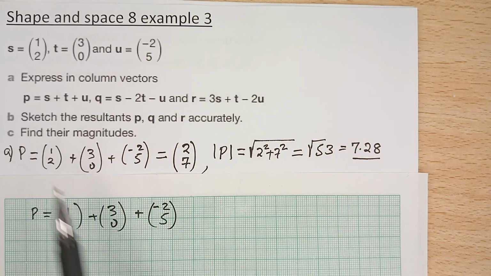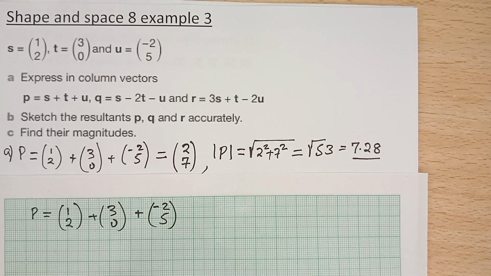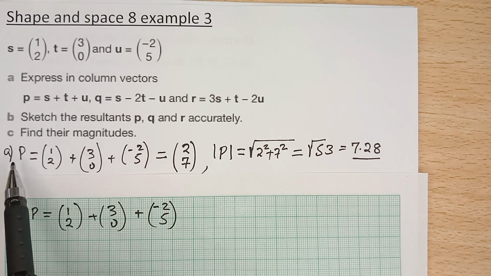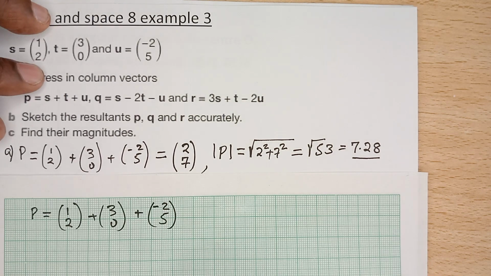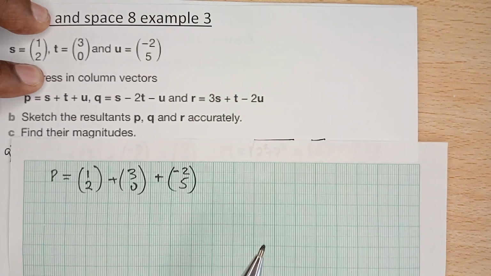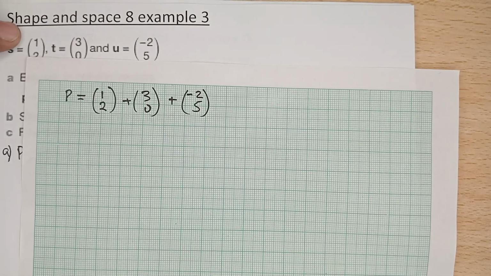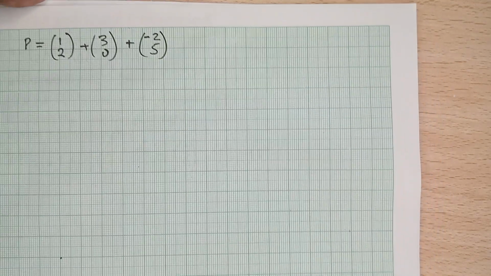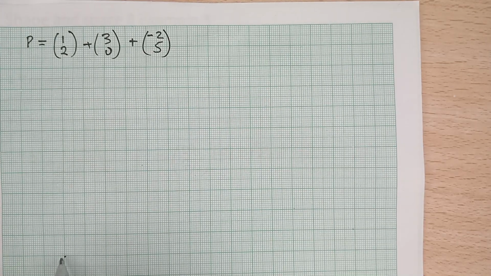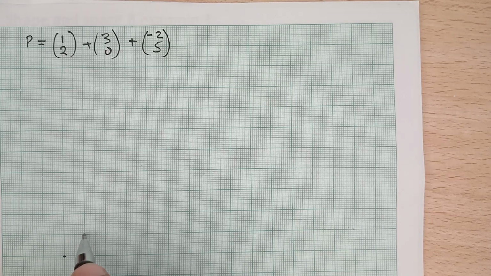y-axis. Part B will be sketched on the graph paper the way it's appearing here. I would want us to have vector P, which is (1, 2) plus (3, 0) plus (-2, 5). We may start somewhere. Let us have this point as the starting point. Point P is (1, 2), that means 1 across and 2 up.